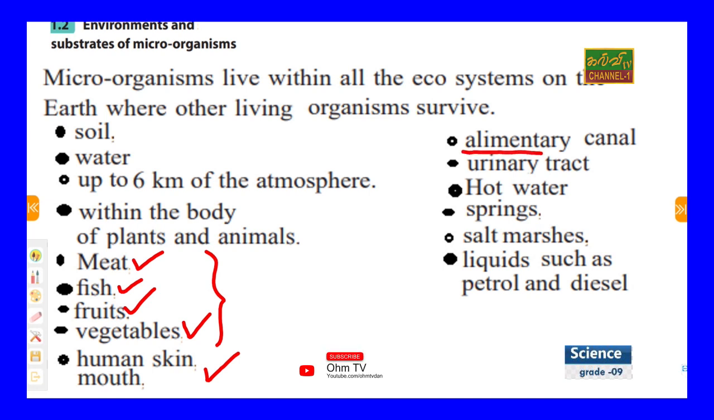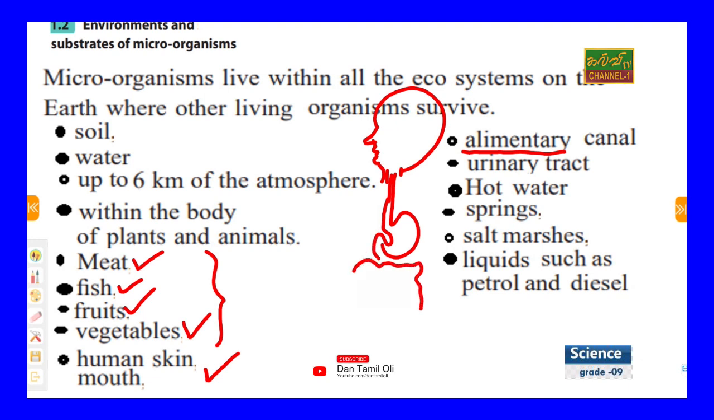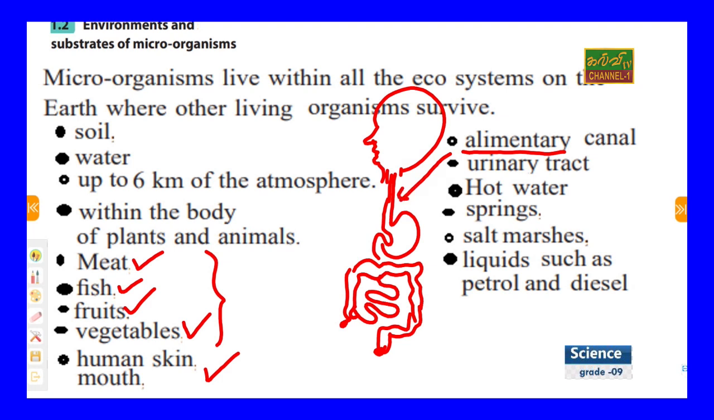Alimentary canal. What is the alimentary canal? The alimentary canal means the digestive part. For example, the esophagus, the stomach, the small intestine, the large intestine and the rectum. This canal is called the alimentary canal. In the alimentary canal, it can survive.